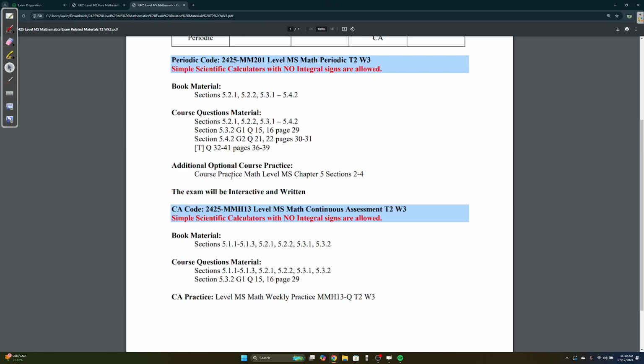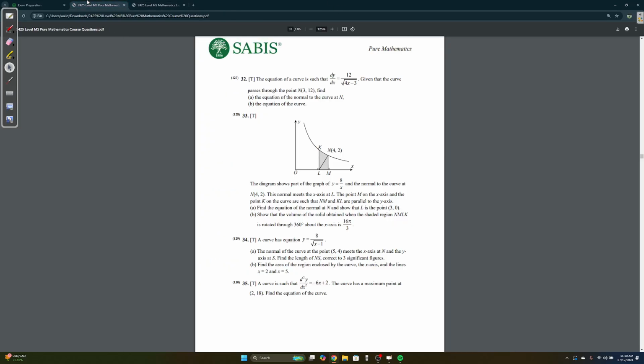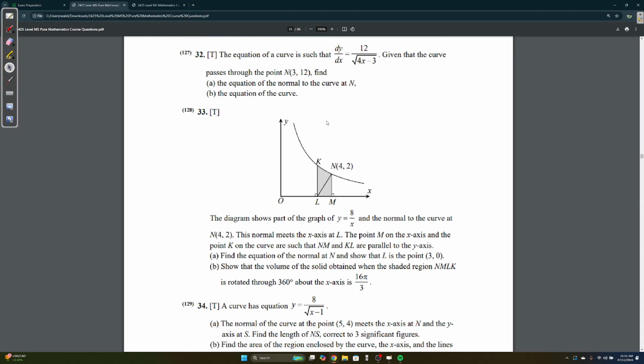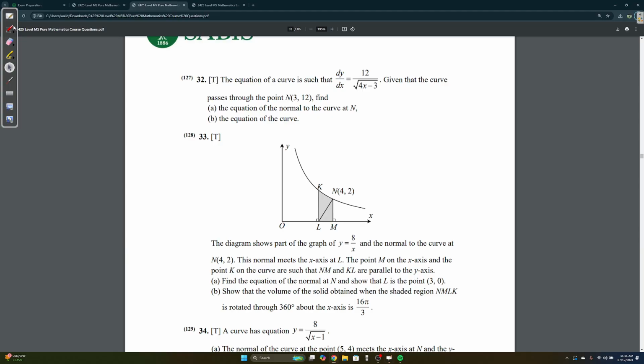Okay, so this is tough questions 32 to 41 for chapter 5. I'm just gonna get to it. Okay, so 32, they gave the derivative of a curve, which is 12 over root 4x minus 3. They're saying it passes through the point 3 comma 12. Find the equation of the normal.